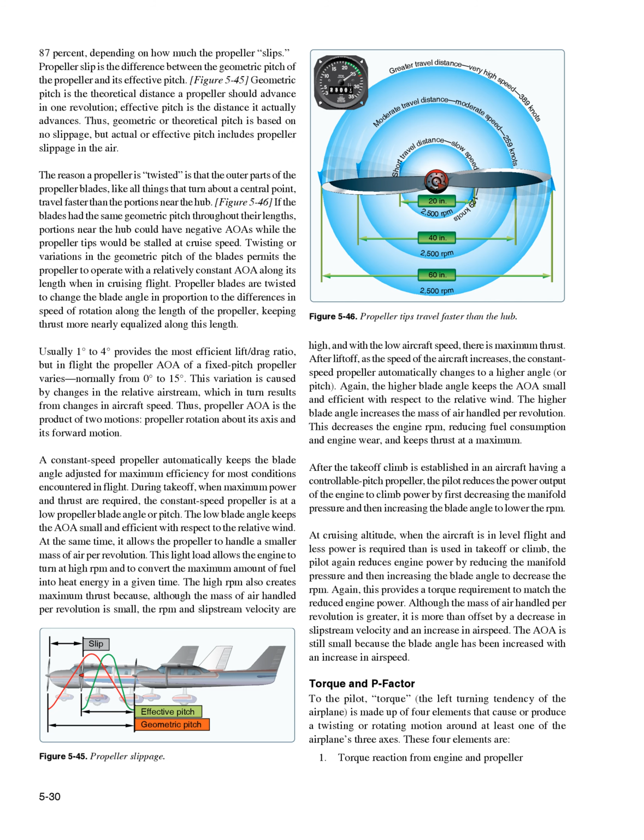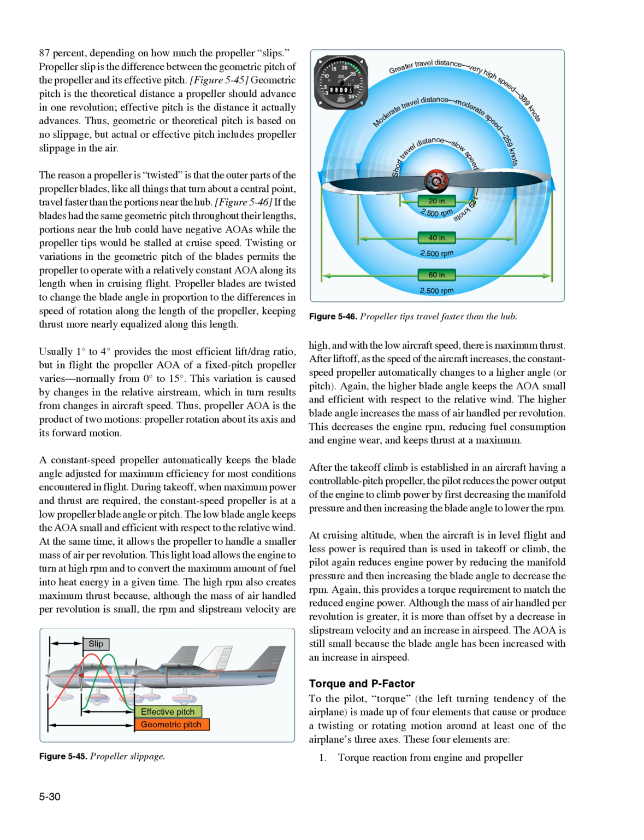Propeller slip is the difference between the geometric pitch of the propeller and its effective pitch. Figure 5-45: geometric pitch is the theoretical distance a propeller should advance in one revolution. Effective pitch is the distance it actually advances. Thus, geometric or theoretical pitch is based on no slippage, but actual or effective pitch includes propeller slippage in the air.